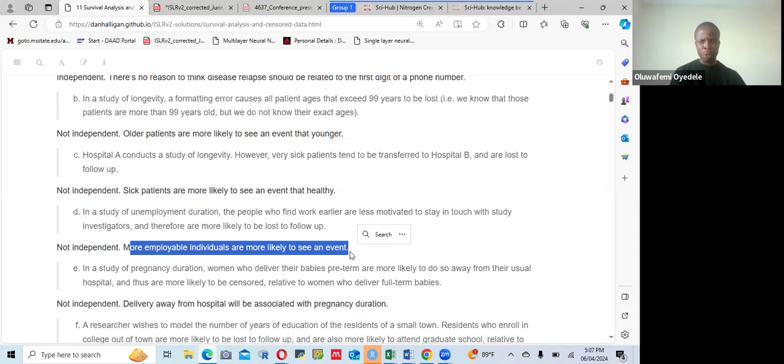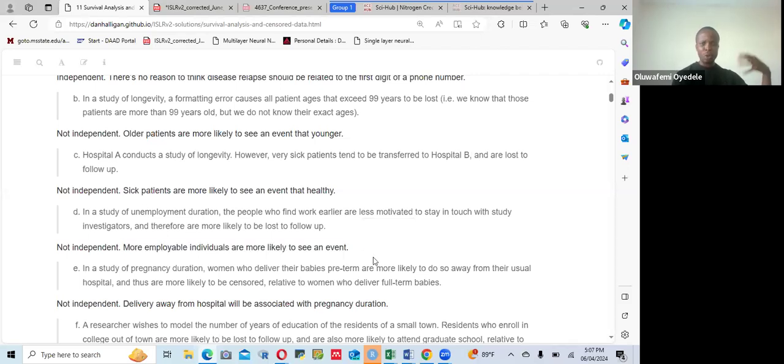There is what we call job churn. You can leave that job for another. So that is what they say. They are more likely to see an event because they can leave that job for another position that is higher or for a higher pay.